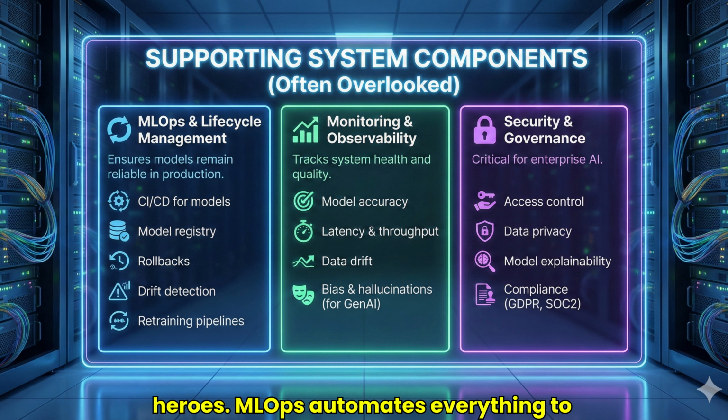MLOps automates everything to keep the model running smoothly out in the real world. Monitoring is like a 24/7 health check, constantly watching for errors or bias. And of course, security wraps the whole thing up, keeping data private and access controlled. This stuff isn't optional. It's what makes an AI system professional and trustworthy.